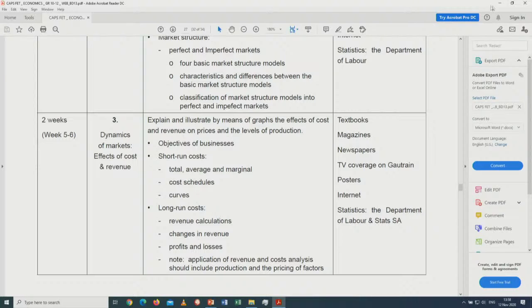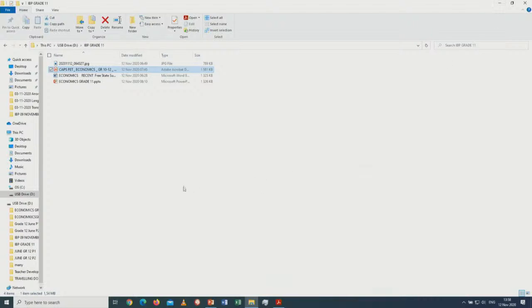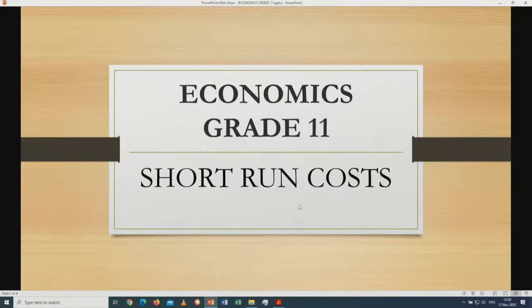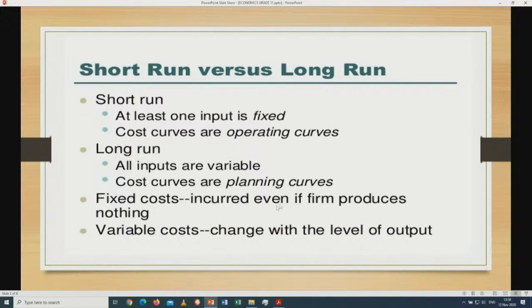Right, with that done, establishing that what we are doing is supposed to be done, let's go to our real content now. Before we even start with our short run and our long run, we'll look at the difference between the two. It says in the short run, at least one input is fixed. Cost curves are operating curves. And then in the long run, all inputs are variable. Cost curves are planning curves.